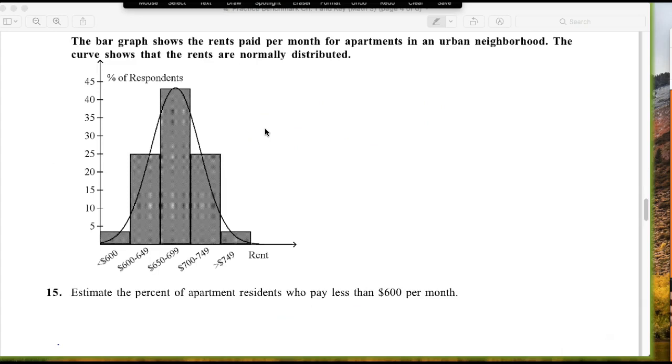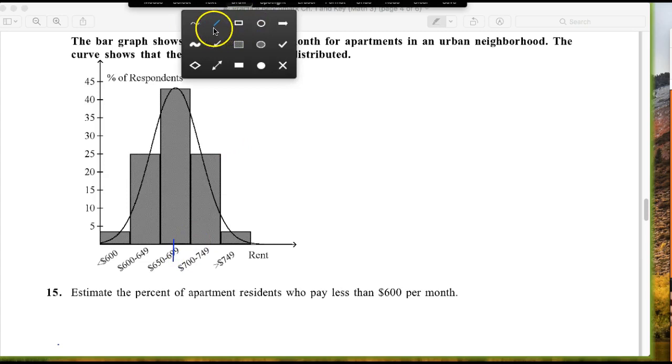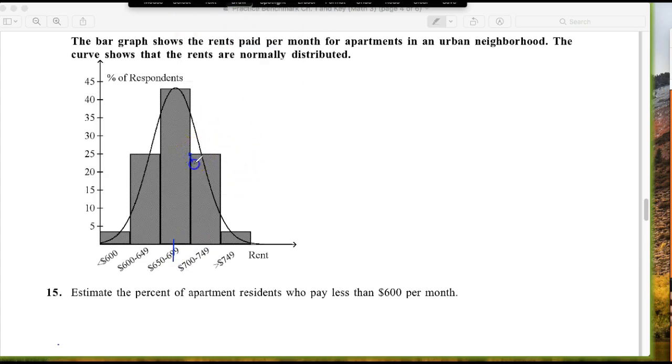Okay, the bar graph shows the rents paid per month for apartments in an urban neighborhood. The curve shows that the rents are normally distributed. That's a hard word for me, apparently. So that means the mean's going to be right here somewhere. And if you look at that, this line would be your first standard deviation. This would be your second standard deviation. And this would be your third.